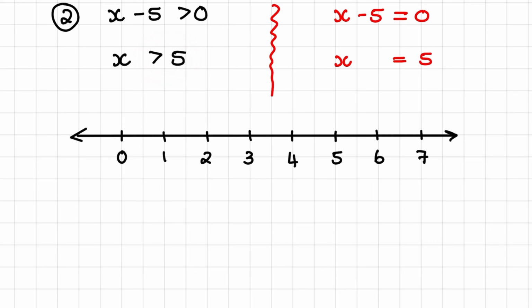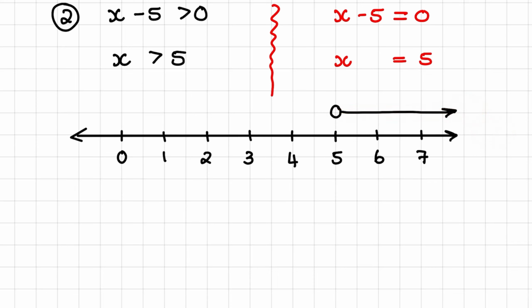So on the number line, we identify the position of 5 and we indicate 5 with an open O. Notice that x is not equal to 5, it's simply bigger than 5. So it's all the values to the right hand side of 5, but not including 5. So it could be 5.1, 5.5, 6, 7, or any other value bigger than 5 up until infinity.